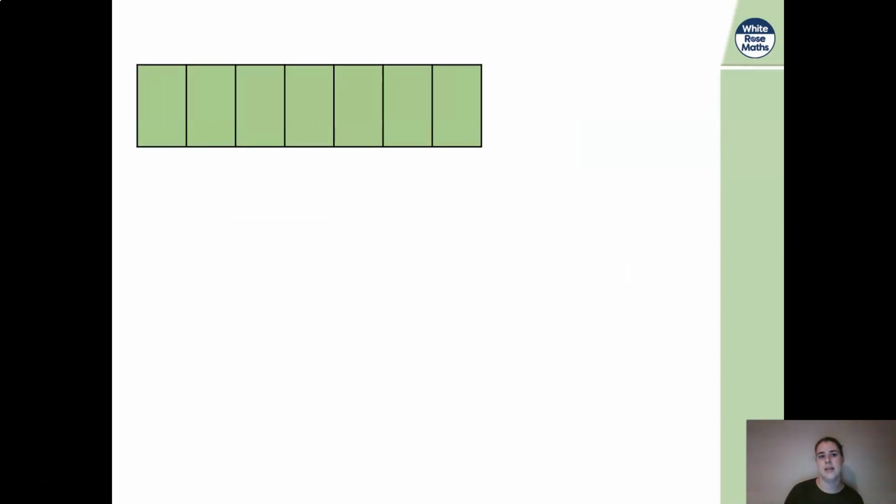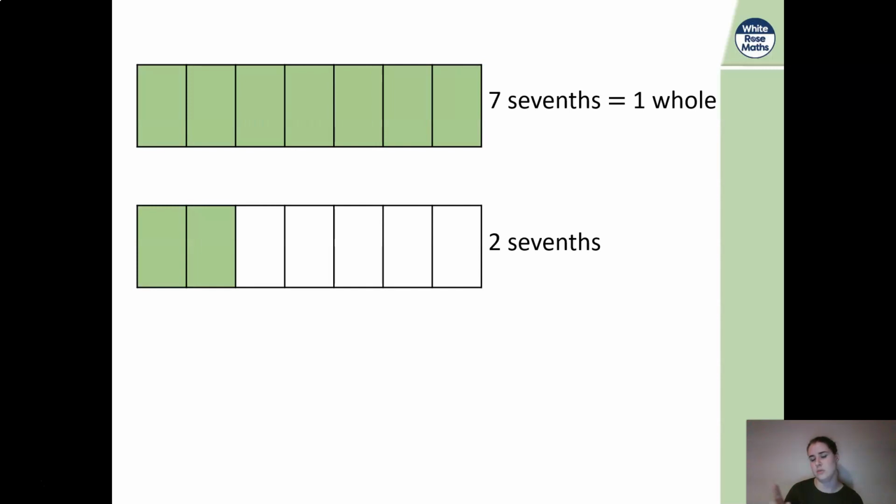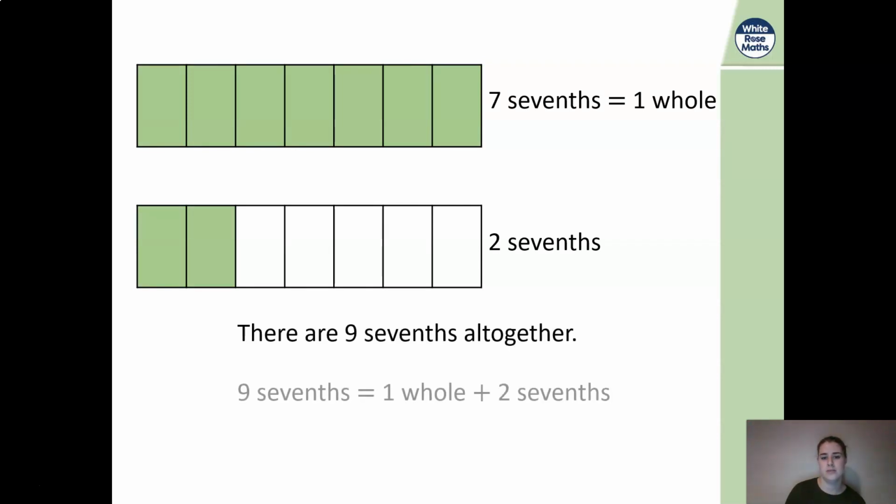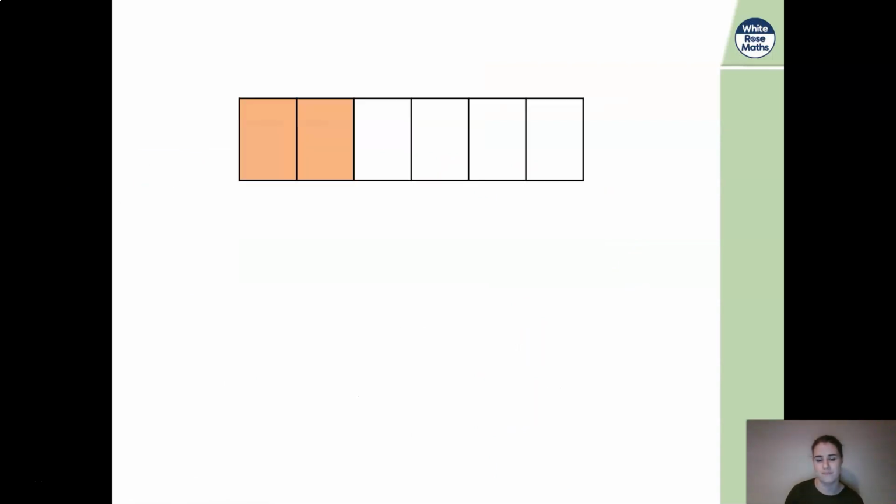Same for this one here. So here we've got 7 sevenths, which is 1 whole, and this is your 2 sevenths, okay? So here we've got 9 sevenths altogether. So that means that 9 sevenths is the same as 1 whole, which is 7 sevenths, plus an extra 2 sevenths. You'd write it as 1, and then the fraction 2 over 7. I'm going to show you some more examples of how to write them further on.